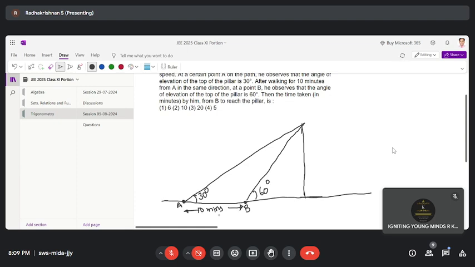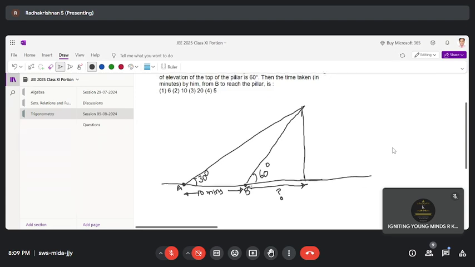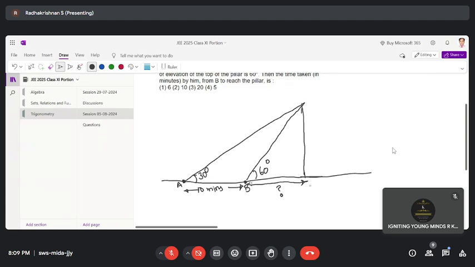The distance is given in some minutes. Then what is the time taken by him from B to reach the pillar? This is the question. Let us put these points here, X and Y. We don't know the height of the pillar, that's not given. Just by putting the formula for tan from these angles given, you should be able to solve this problem.